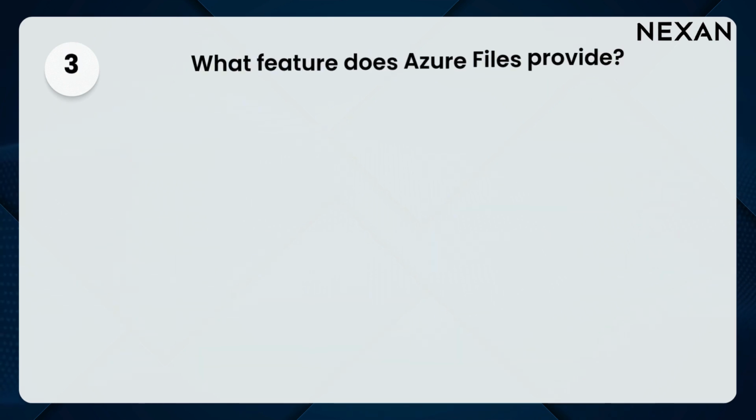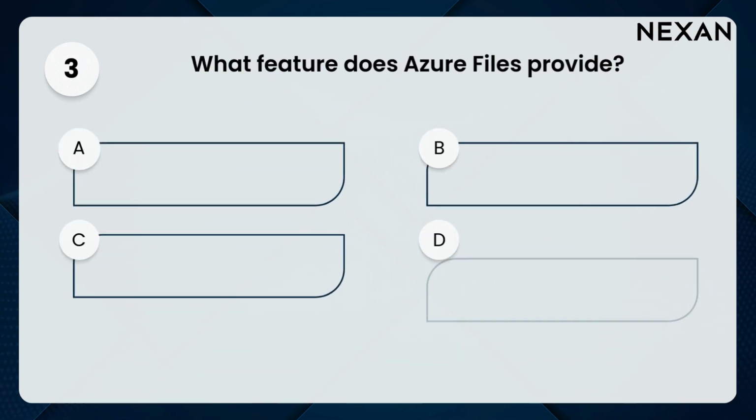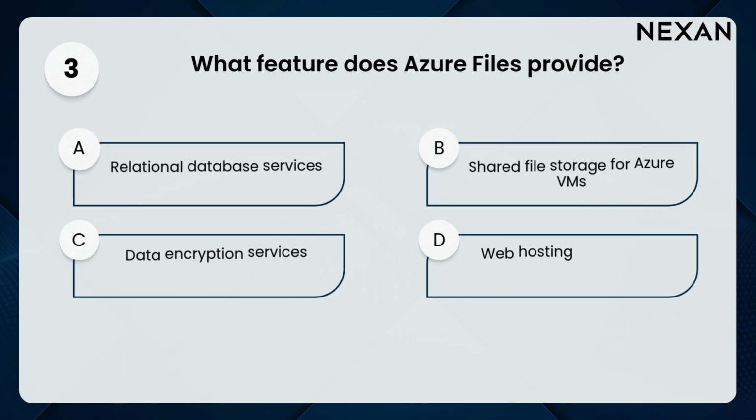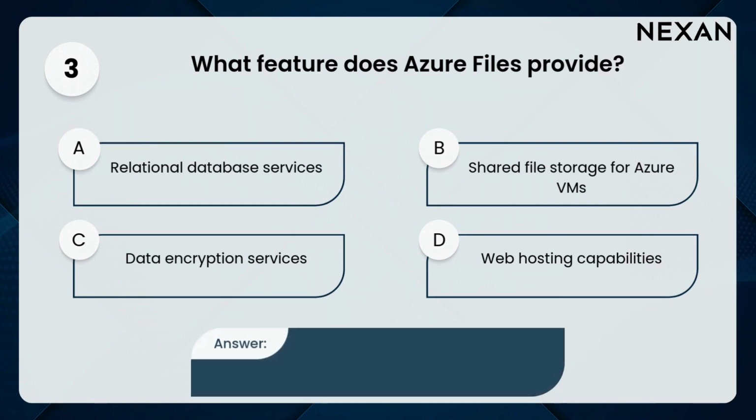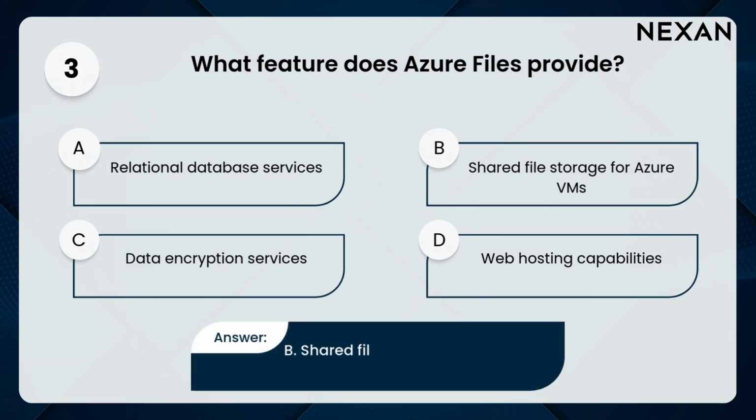3. What feature does Azure Files provide? A. Relational database services. B. Shared file storage for Azure VMs. C. Data encryption services. D. Web hosting capabilities. Answer: B. Shared file storage for Azure VMs.